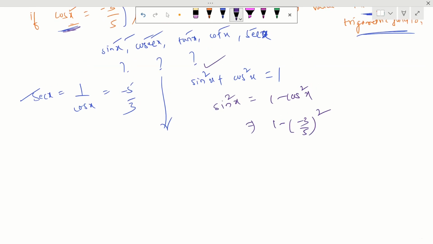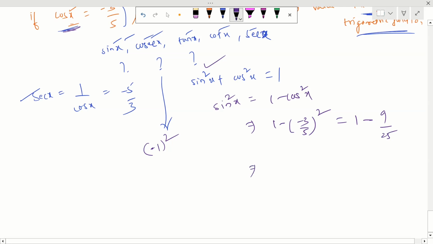Now this is 1 minus minus 3 by 5 squared, and the negative of a square becomes positive, right? So 3 square is 9 and 5 square is 25. So 25 minus 9 divided by 25, and 25 minus 9 is 16, so 16 divided by 25. These are the values of sine square x.